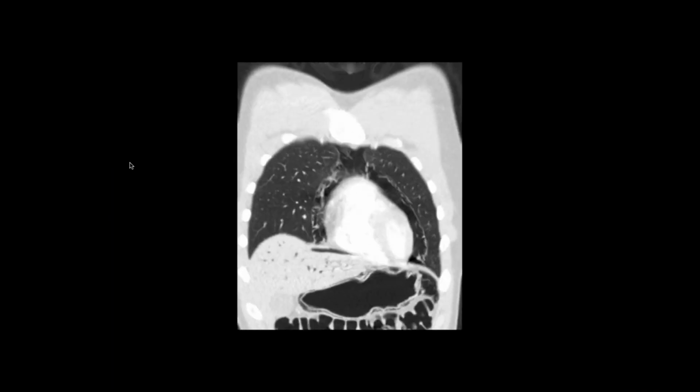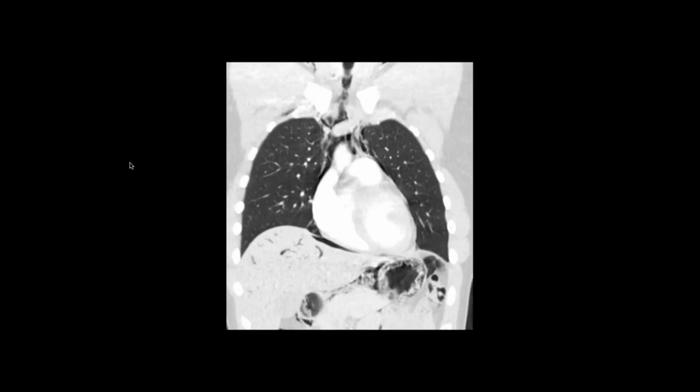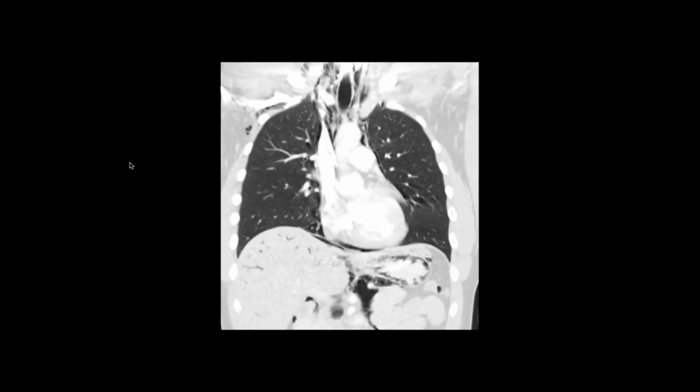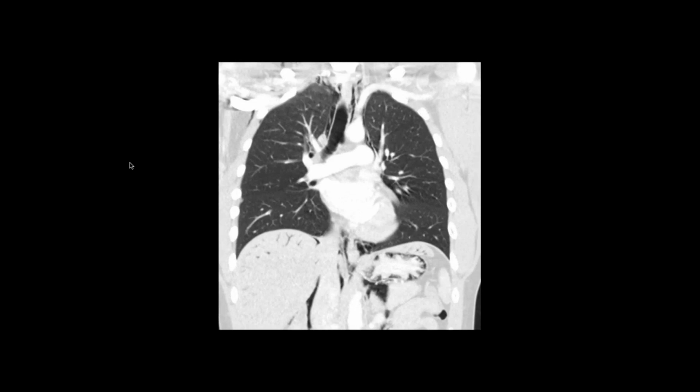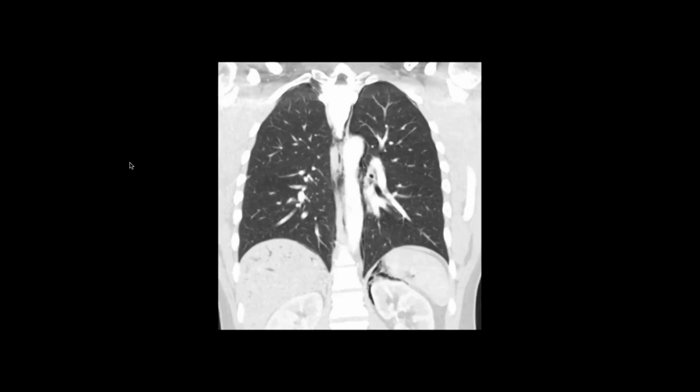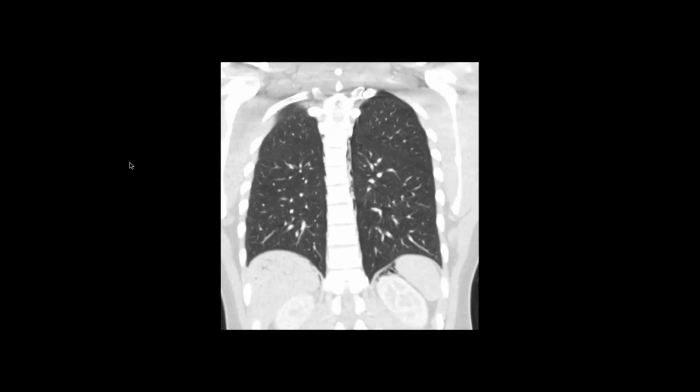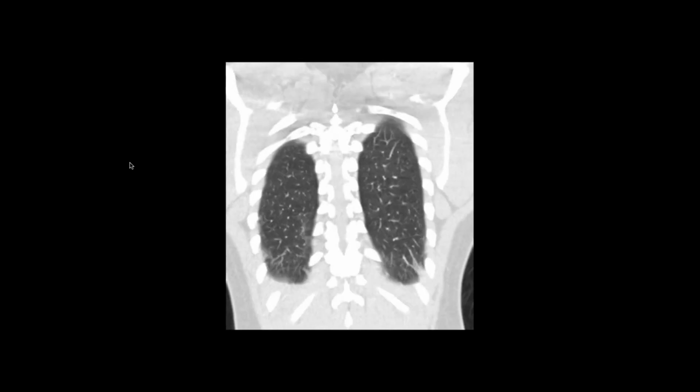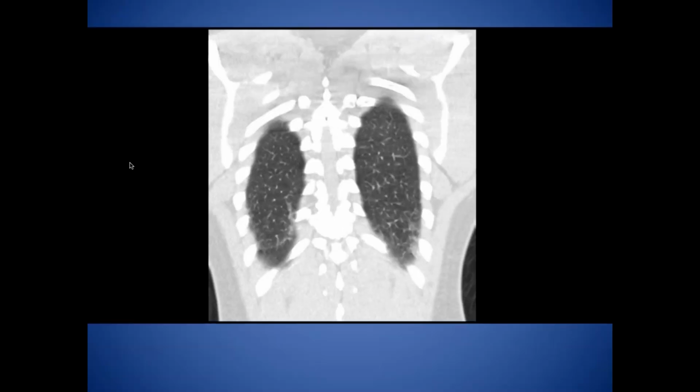So we've got nicely defined anatomy around the mediastinal structures, extending up into the neck, supraclavicular fossa, and there's also pneumoretroperitoneum. We can see some gas around the left kidney. This was a perforated esophagus during endoscopy.